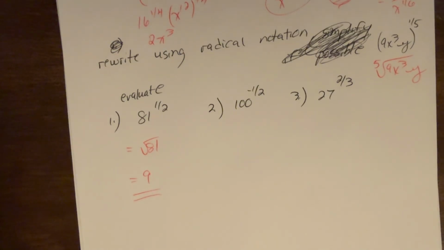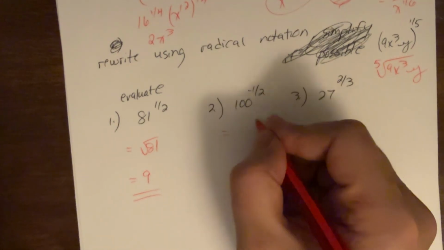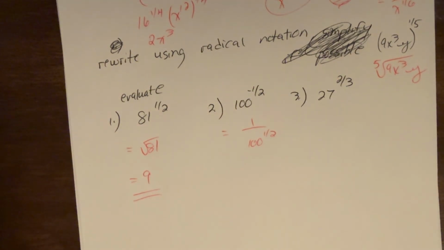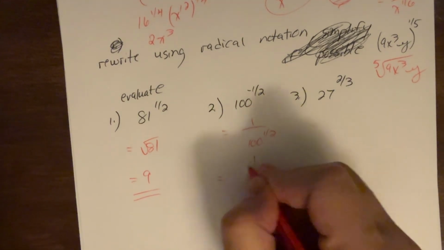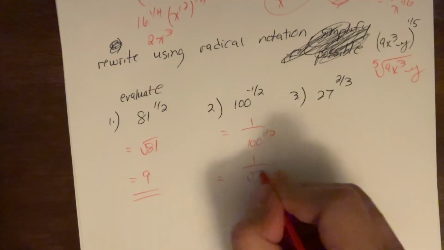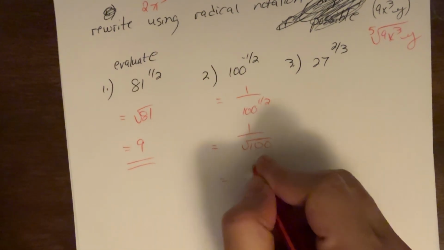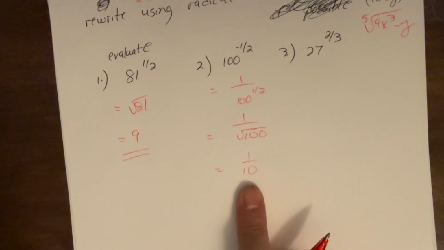That's a clean 9. Similar here, but first thing, the negative exponent, I'm going to shoot it to the denominator to make it a positive, but then 100 to the 1/2 will be the square root of 100, so I will finish with 1/10.